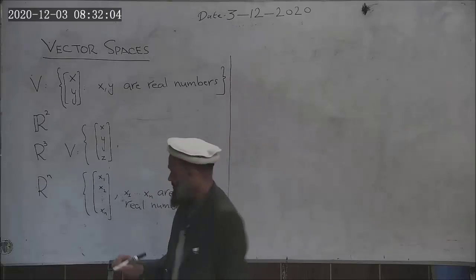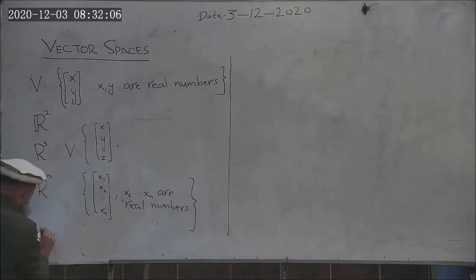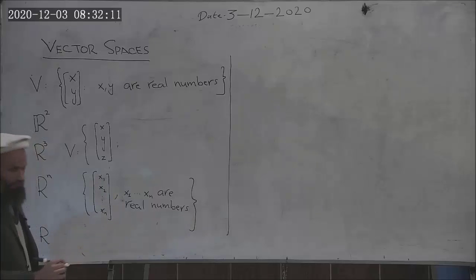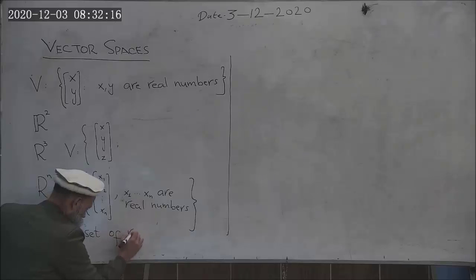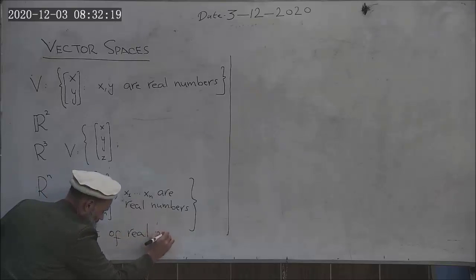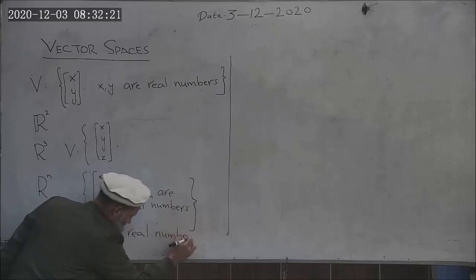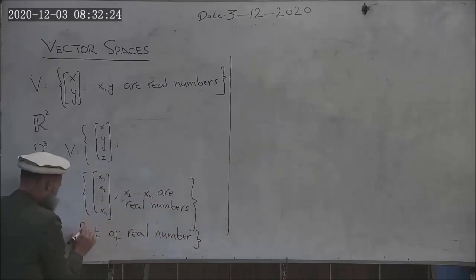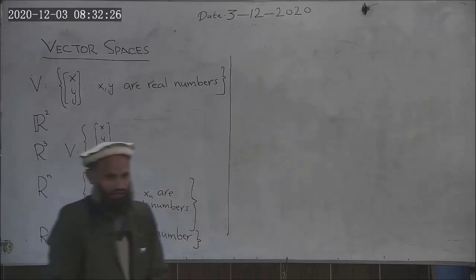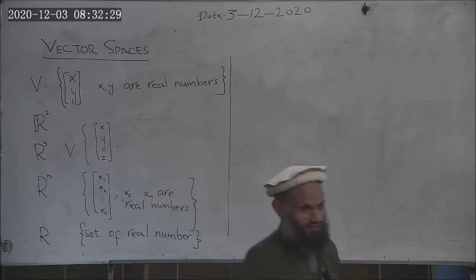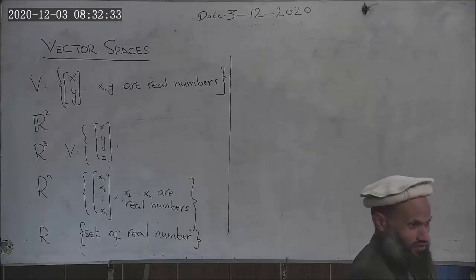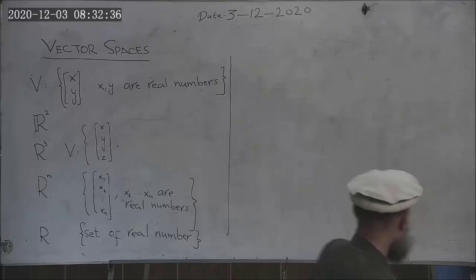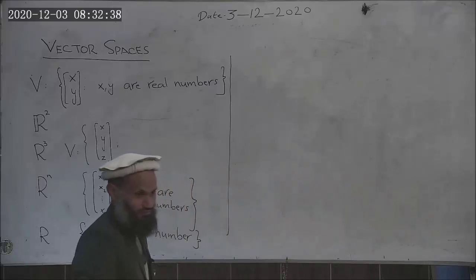Yes, R1 is also a vector space. R1, or simply they write it R, is the set of real numbers, and you can also verify that this is also a vector space, because all the axioms which we enlisted in the last lecture are satisfied for this set. Therefore, R1 is also a vector space, which is the set of real numbers.